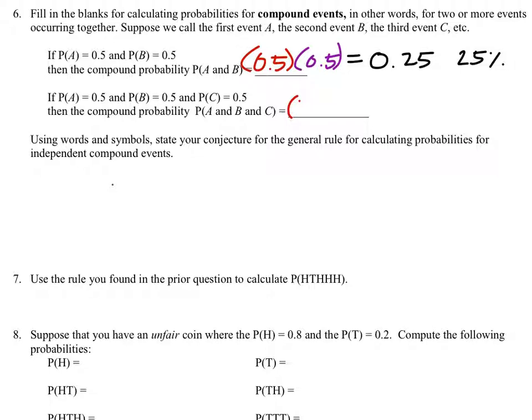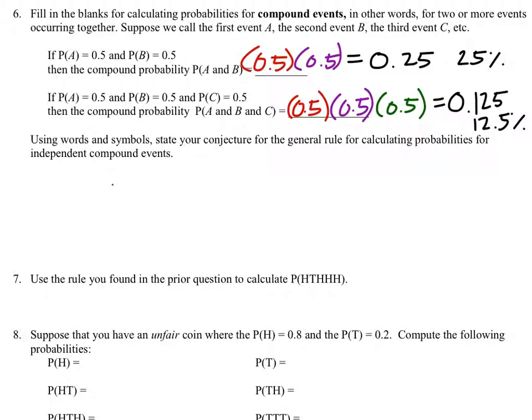Well, what about the probability of A and B and C? Once again, probability of A is 0.5. The probability of B is 0.5. And finally, the probability of C is also 0.5. So we're just going to multiply these all together, and that would give us the decimal value, 0.125, which is the same as 12.5%. Using words and symbols, state your conjecture for the general rule for calculating probabilities for independent compound events. So we would multiply the probability for each event, and then we would be done.